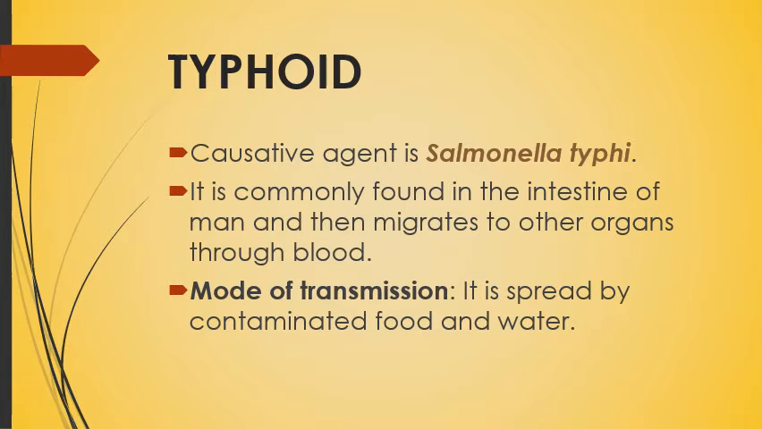It is commonly found in the intestine of man and then migrates to the other organs through the blood. So what is the causative agent of typhoid? That is Salmonella typhi. Which part is going to be affected by Salmonella typhi? That is the intestine. From the intestine, it will then affect the other organs through the blood. Mode of transmission: it is spread by contaminated food and water. Contaminated means dirty food and water; by consuming these, this disease, this fever, occurs. So mode of transmission, it is spread by contaminated food and water.